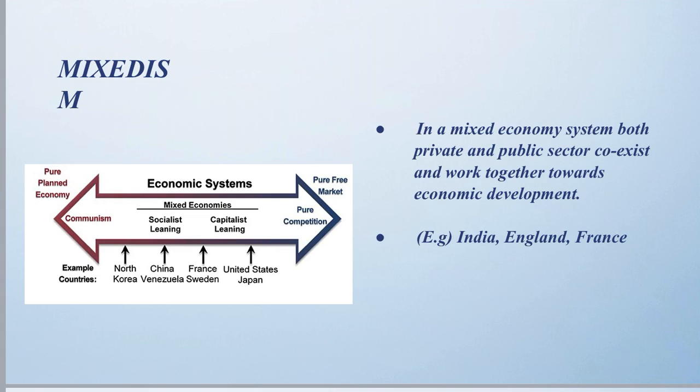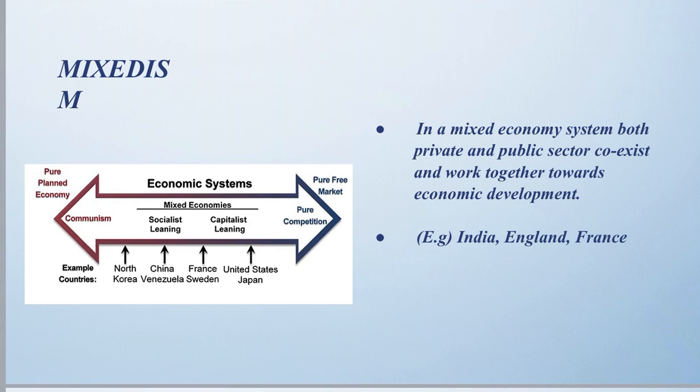Mixed economy is a combination of capitalism and socialism, and it tends to eliminate the evils of both capitalism and socialism. So only the good part of socialism and capitalism is taken into consideration in a mixed economic system. In these economies, the resources are owned by the individuals and the government. Some examples of mixed economic systems are India, England, France and Brazil.